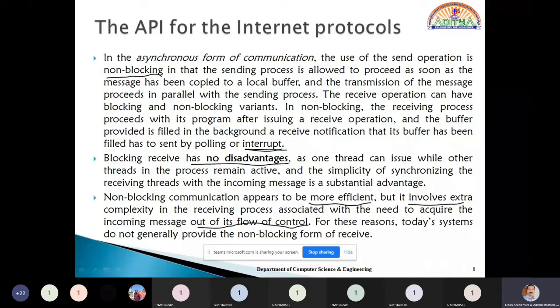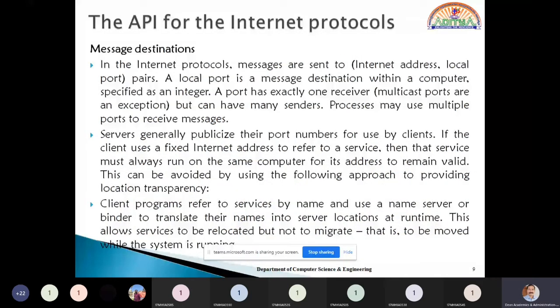Now, there is another aspect to remember here: the message destination. So what is the message destination? The receiver is nothing but the message destination. How are we going to specify the message destination? It may be based on the address of the computer on which the receiving process is running, that is, the address of the system on which the receiving process is running.